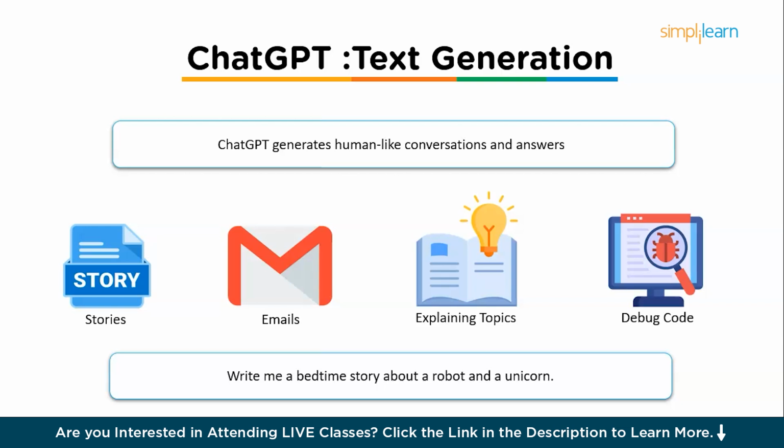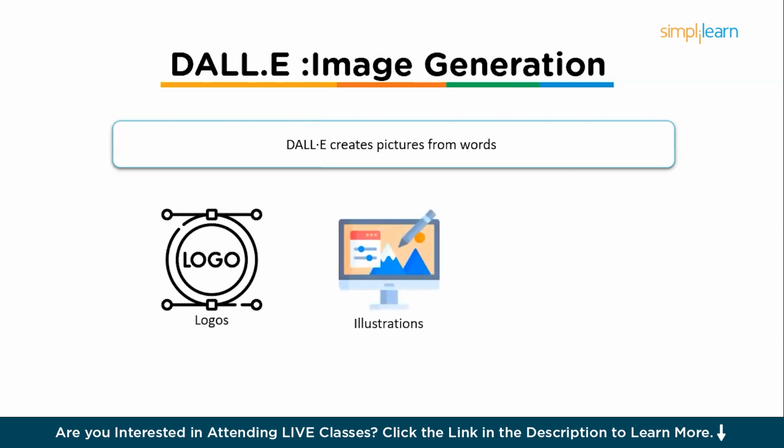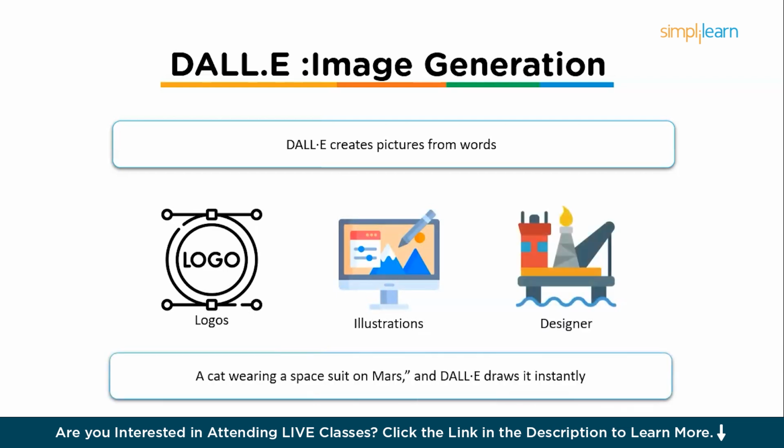So let's move on and see DALL-E, that is for image generation. DALL-E creates pictures from words, that is text prompts. Artists and marketers use it to generate logos, illustrations, and more without hiring a designer. For example, you type a cat wearing a space suit on Mars, and DALL-E draws it instantly.